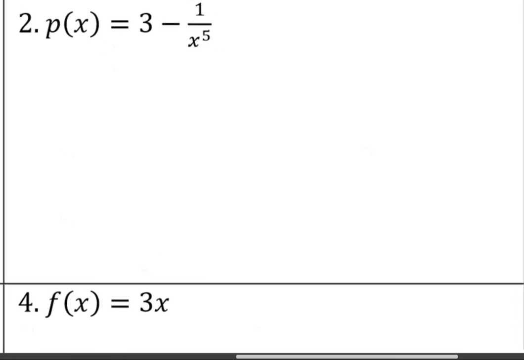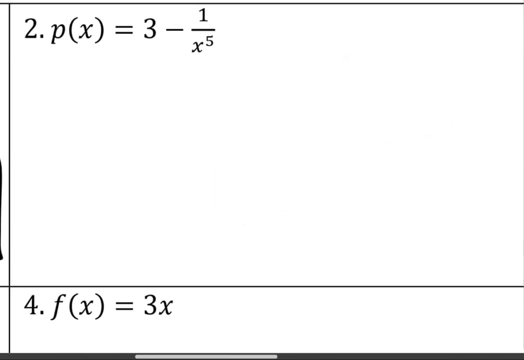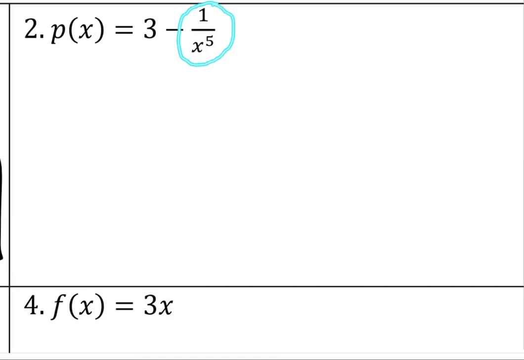In example 2, we start off with a function that is a difference. So in order for us to take p prime of x, I can start off with the difference rule. I will first begin though and just rewrite this term right here, this 1 over x to the 5th. I'm not taking any derivatives yet. I'm just going to rewrite that as x to the negative 5. So this and this are the exact same thing.